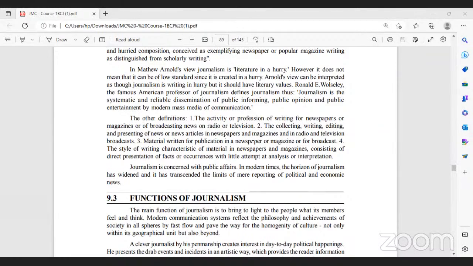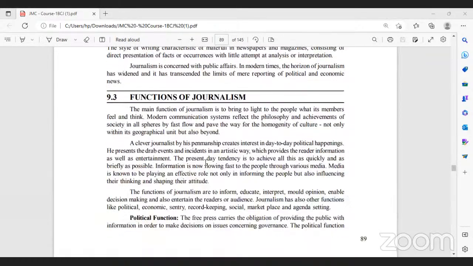However, we can conclude that journalism is concerned with public affairs, and in modern times the horizon of journalism has widened, and it is not just mere reporting of political or economic news.